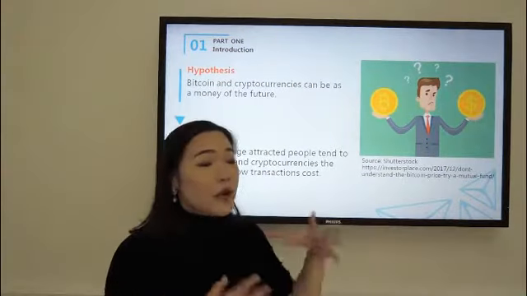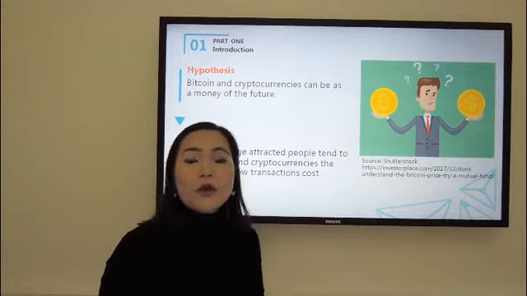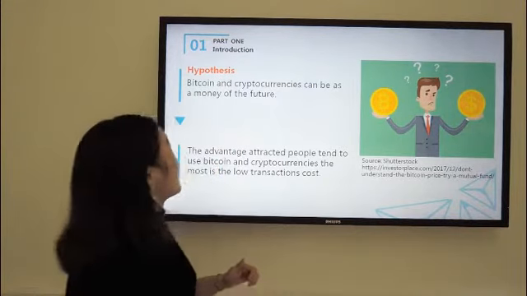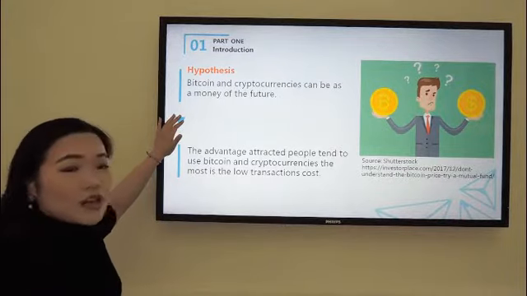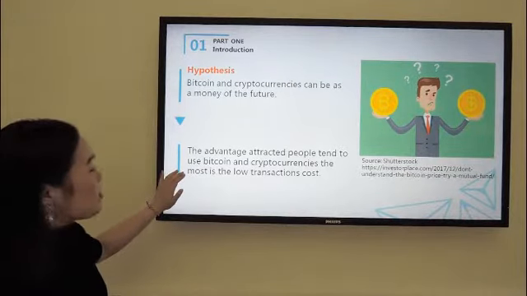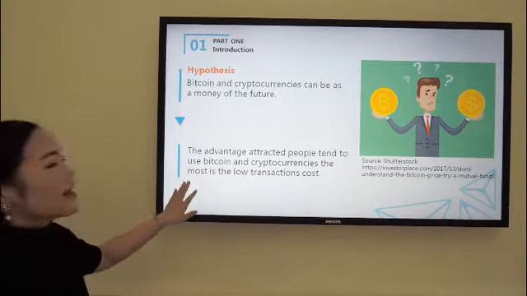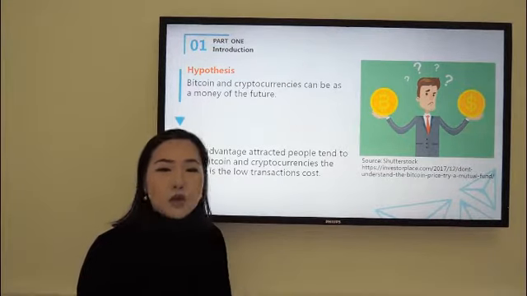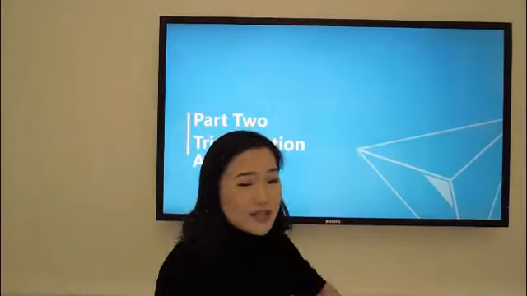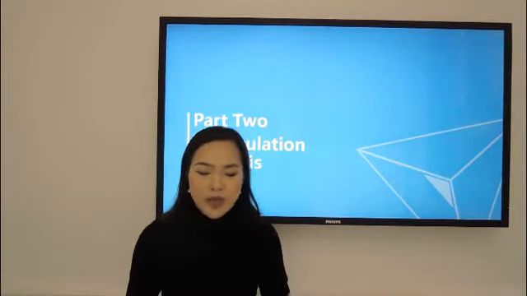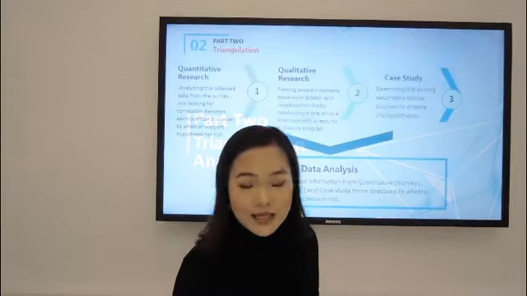Also, from my research topic, I came up with 2 hypotheses. The first one is that Bitcoin and cryptocurrency can be the money of the future. And the second hypothesis is that the advantage that attracts people most is the low transaction fees. So in the second part, I'm going to quickly explain what triangulation analysis is.